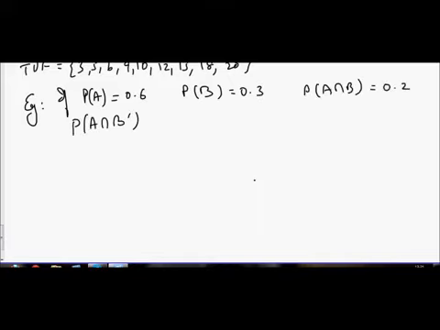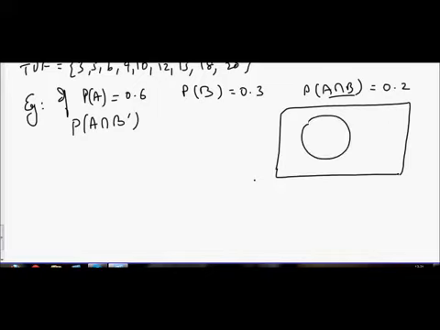Okay, for this you surely need a Venn diagram. It's obvious that P of A intersection B is not equal to 0, therefore the diagram should look like this, right? This is A, there should be an intersection there. Okay, what is B complement? B complement would be this part.